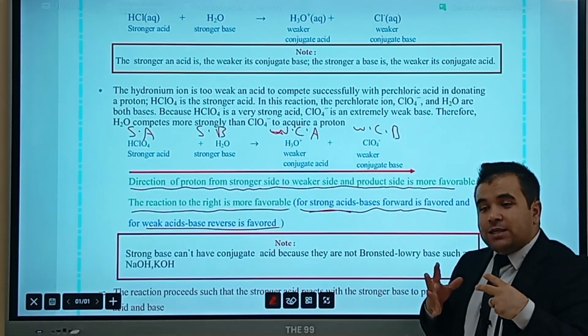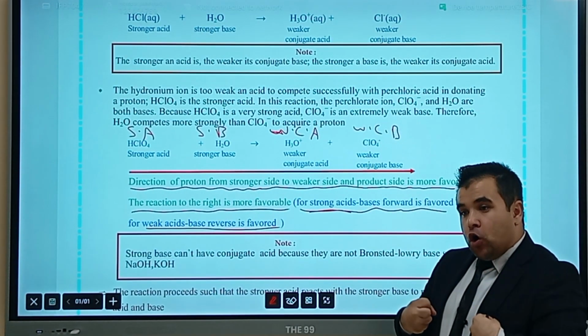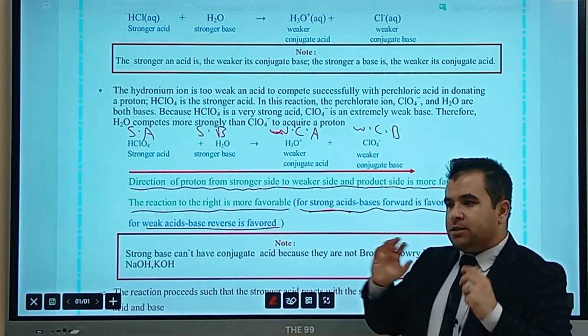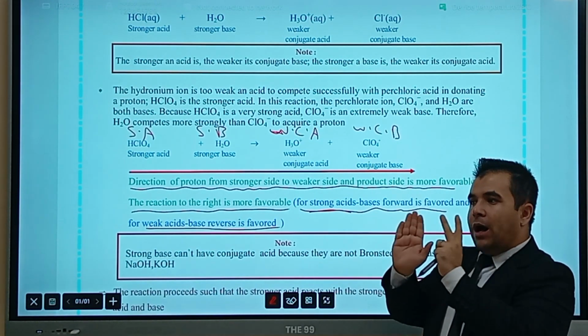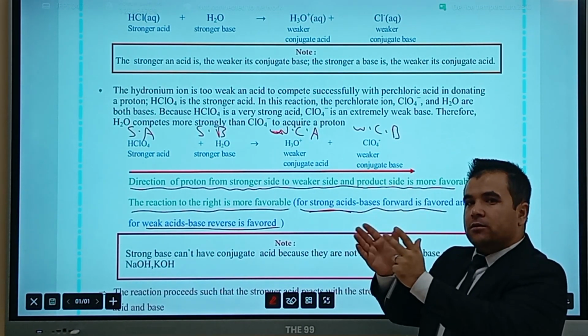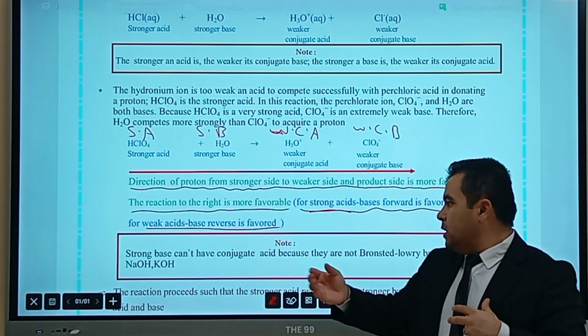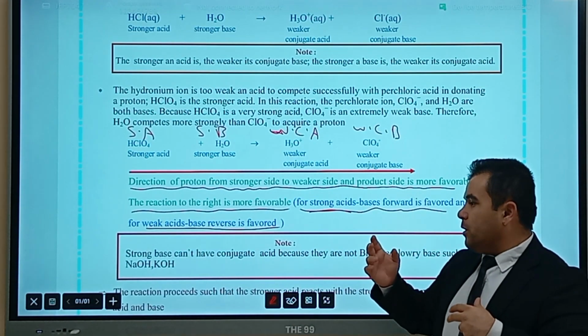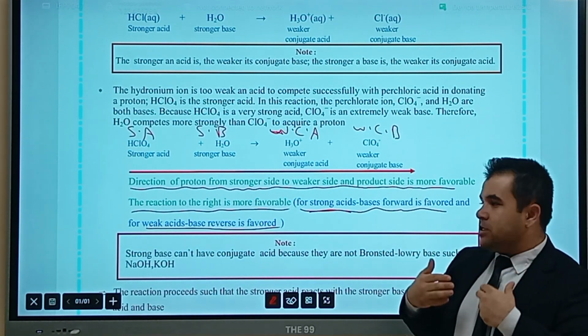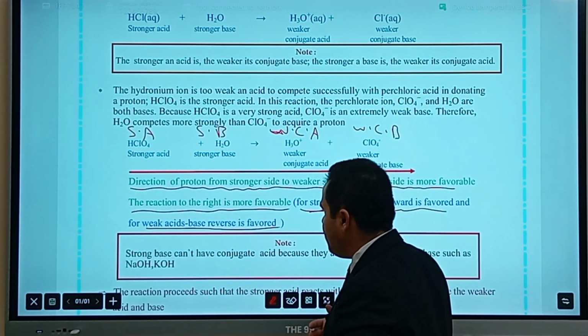Why? Strong acids and strong bases produce weaker conjugates. That's why the forward direction is favored toward the weaker side. But the weak ones produce stronger conjugates. We'll be talking about examples of the weak. So the reverse is favored toward the weaker side.